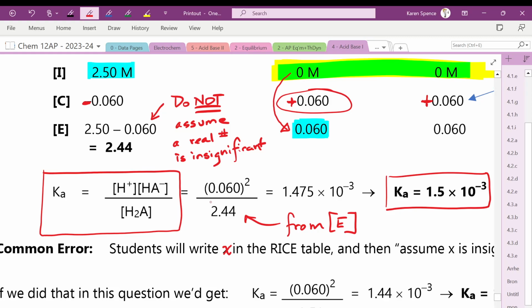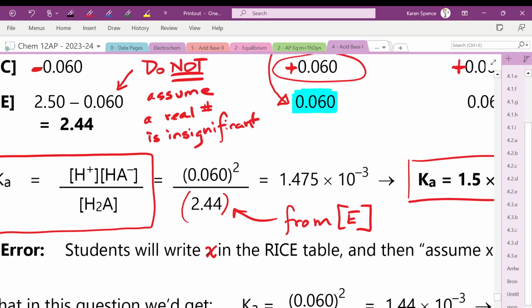Why is it not in brackets like this? Because I don't need it to be in brackets. It doesn't help, right? Because I'm not squaring it, I'm not multiplying it by anything. It can just be on the bottom. You can put it in brackets if you want to, but you don't have to. Does that make sense?